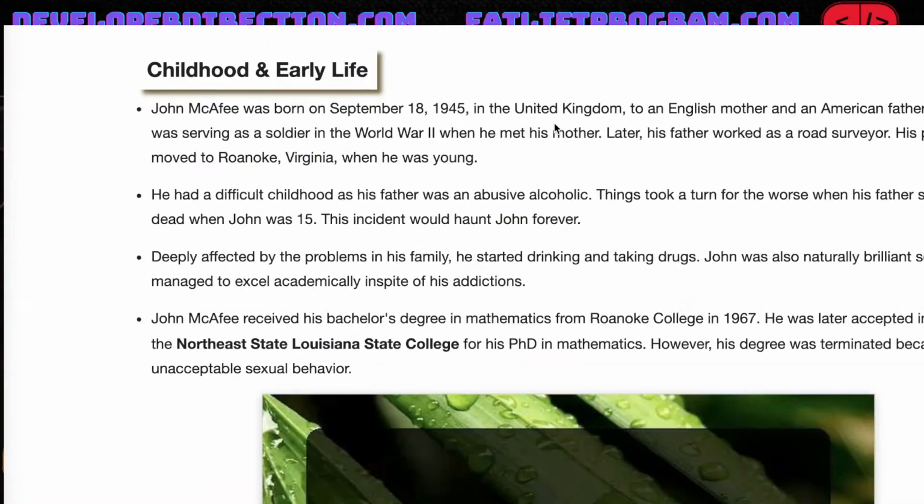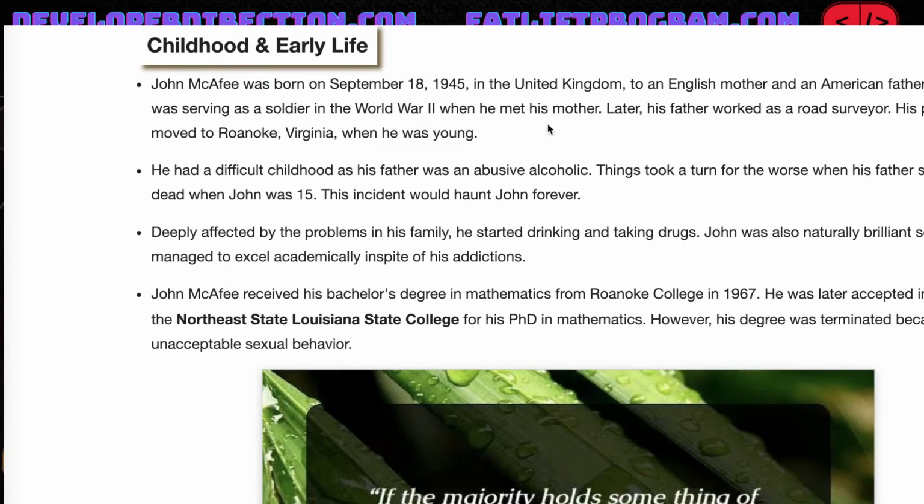All right, so his early life, UK. John McAfee was born September 18th, 1945, in the United Kingdom, to an English mother and an American father. His father was serving as a soldier in World War II. All right, just like we thought. When he met his mother later, his father worked as a road surveyor. His parents moved to Roanoke.